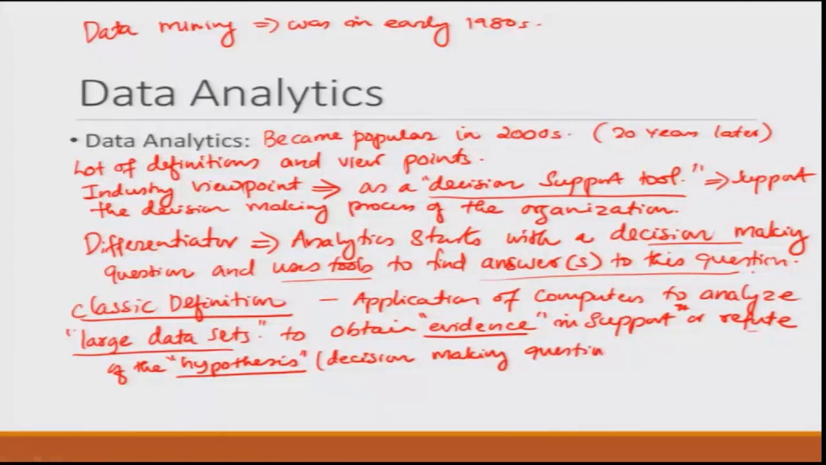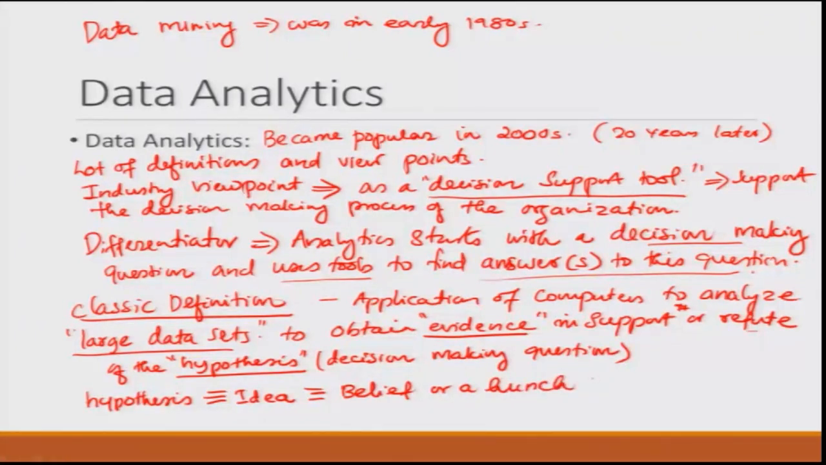For this course, we can equate hypothesis to an idea, or a belief, or even a hunch, like a mental idea. So there are many ways you can think about it. The decision maker has a hunch or an idea or a hypothesis or a belief, for which he is going to use a large set of data and various computer tools to analyze this data to find evidence in support or refute of this hypothesis. That is the major difference between analytics and data mining.